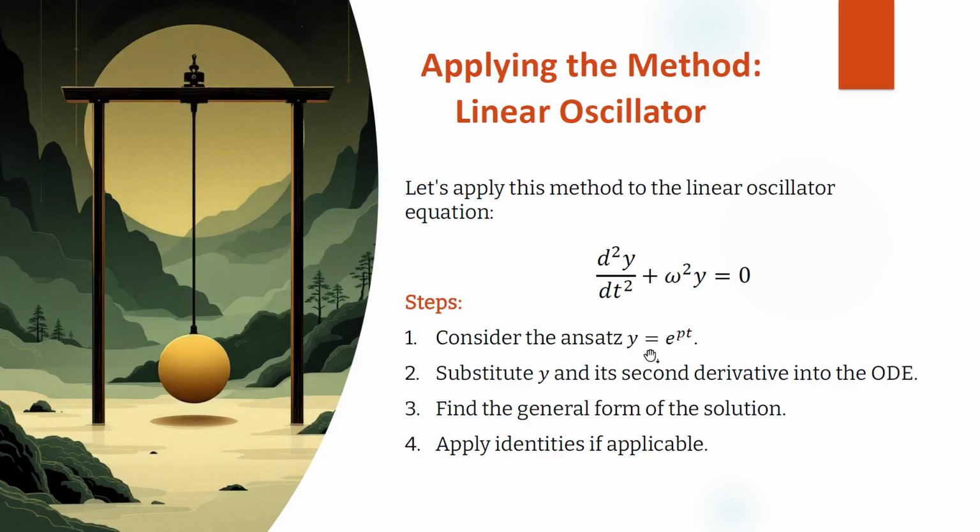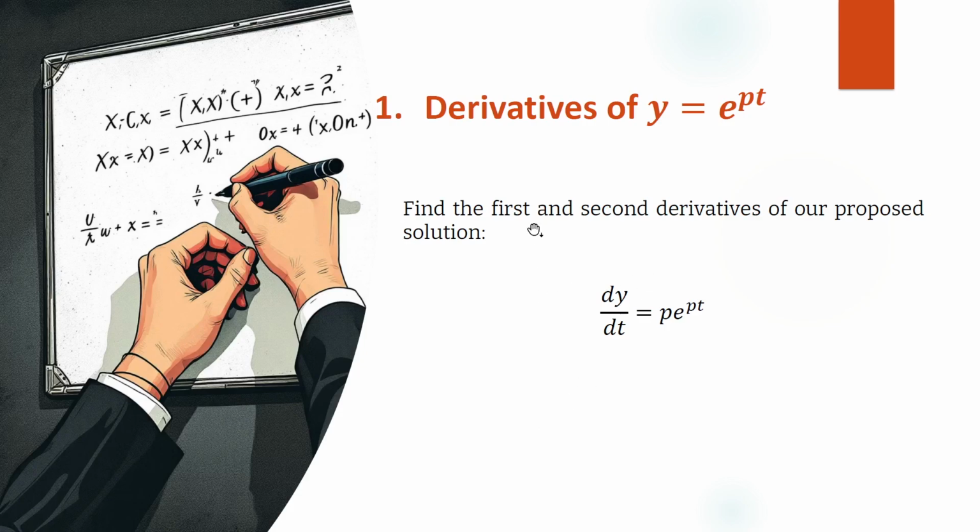So our exponential ansatz in this case must also be a function of t, and that is given by y is equal to e to the pt. And then we substitute this ansatz to our equation, look for the second derivative and substitute it back to our linear oscillator equation. After that, we find the general form of the solution and apply identities if applicable, as the case may be. So we proceed with the first step.